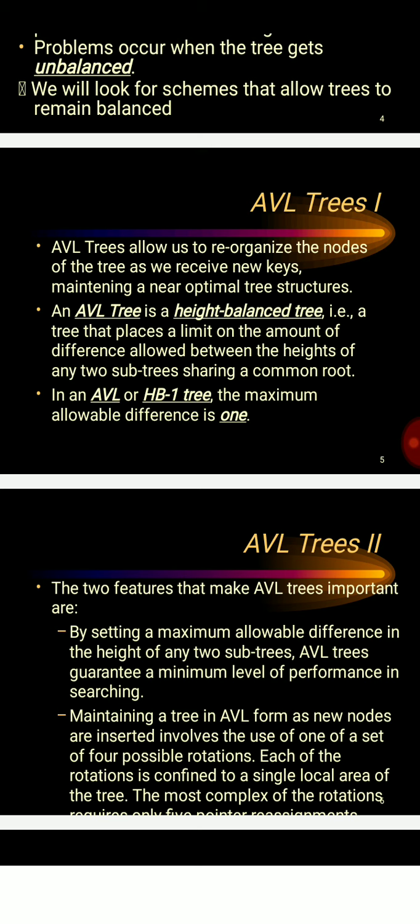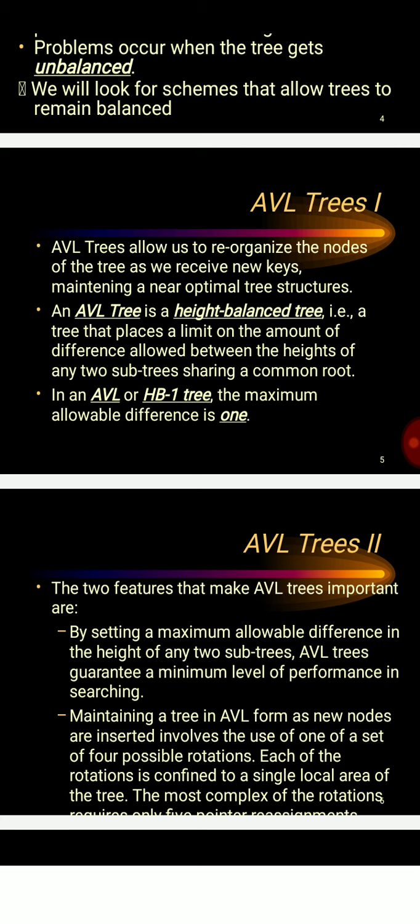AVL trees allow us to reorganize the nodes of the tree as we receive new keys. As you've seen, when the index size is larger, it is stored on the secondary storage. Hence the secondary storage maintains the concept of a binary search tree, and the tree should be balanced. To maintain the balance, we follow the concept of AVL trees. So whenever a new key is added to the index, reorganization takes place. So we can call an AVL tree a height balanced tree.